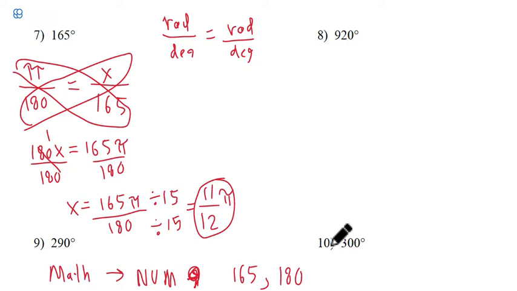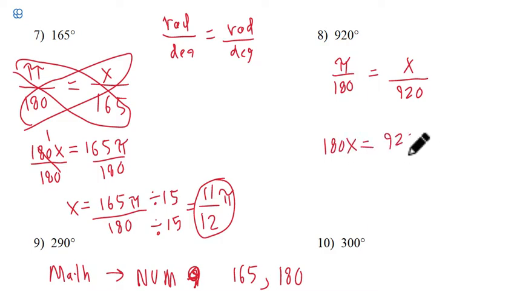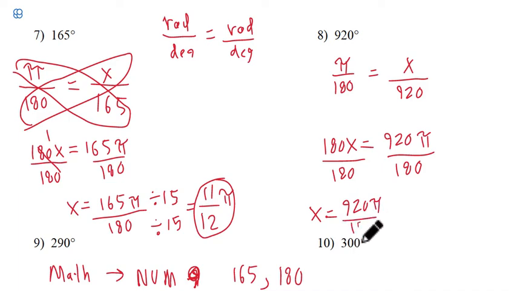Let's do another one. Same concept. It's going to be pi over 180 is going to be equal to x over 920. We cross multiply. You're going to get 180x is going to be equal to 920 pi. From here, we divide both sides by 180 because I want to solve for x. And then I'm going to get x equals 920 pi all over 180.